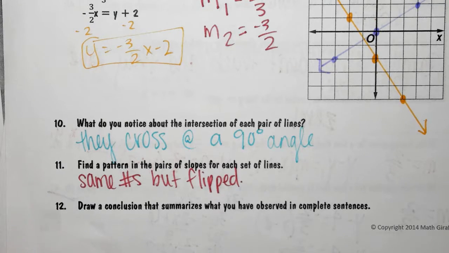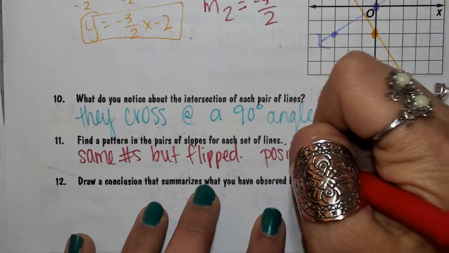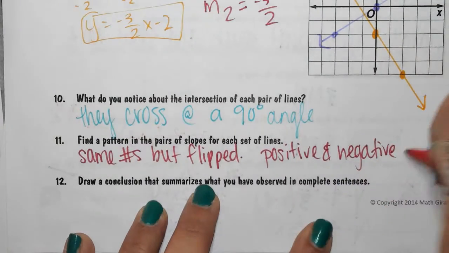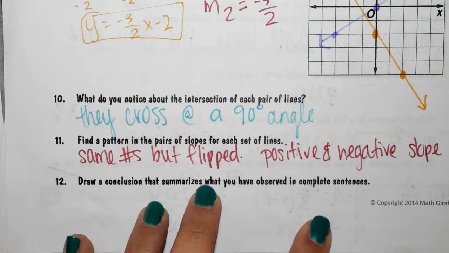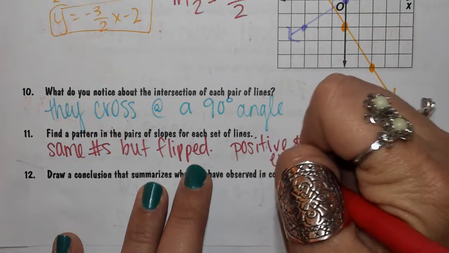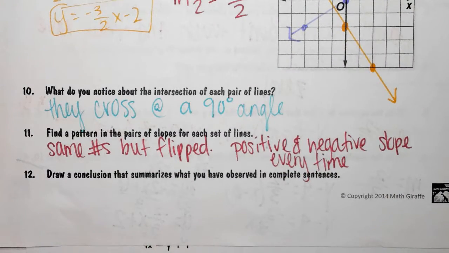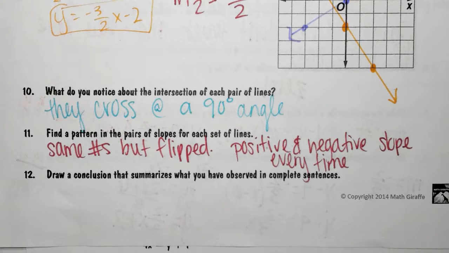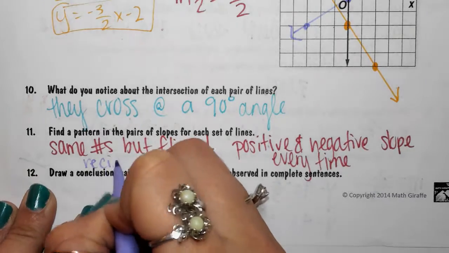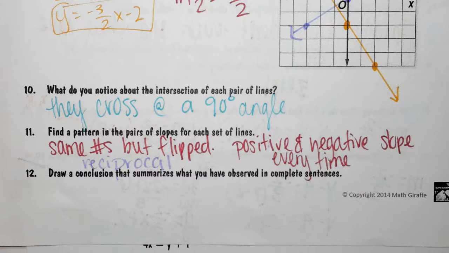A positive and a negative, right? Bo Battens is on a roll back there. Positive and negative slope. Do we see that every time? Yeah, we saw that every time. Every time. And what fancy word did Bronson use? Yes, reciprocal. And if you don't know how to spell it, I'm going to spell it. R-E-C-I-P-R-O-C-A-L. Reciprocal.